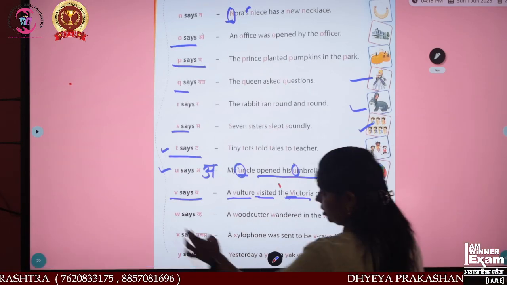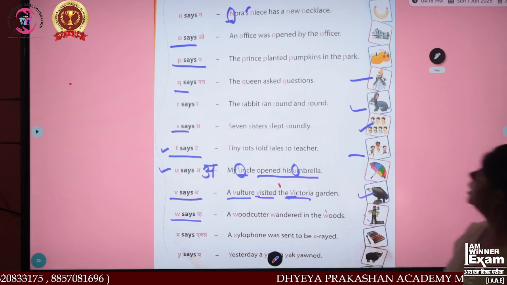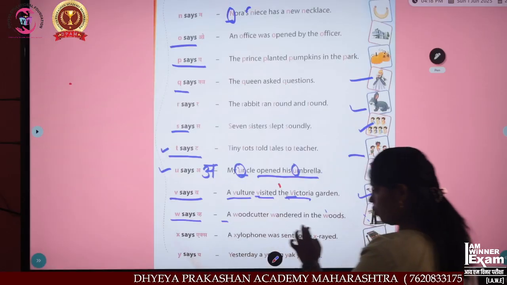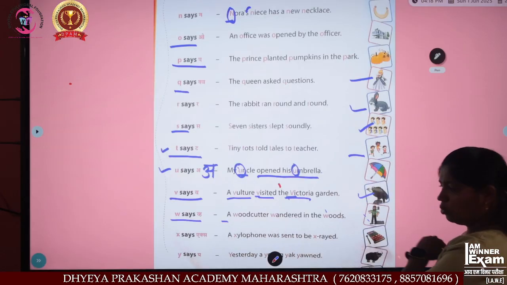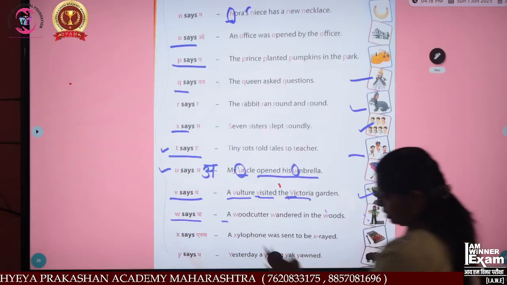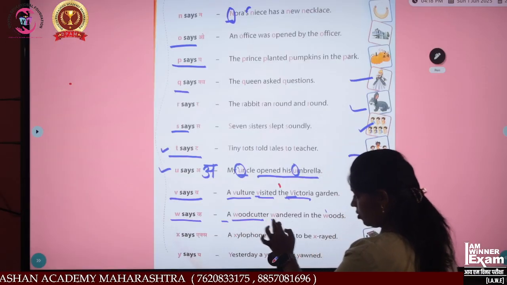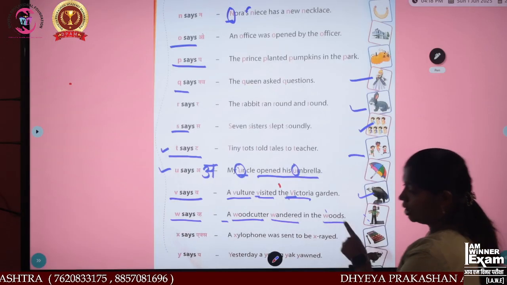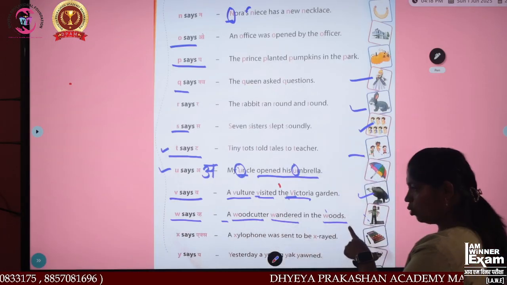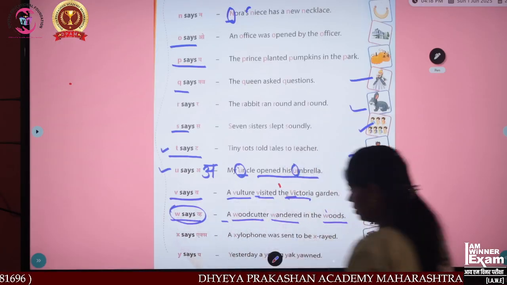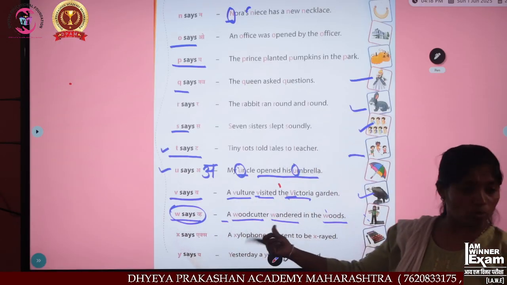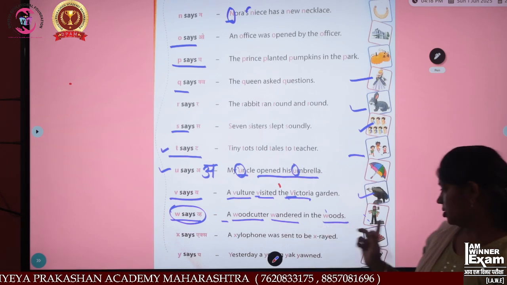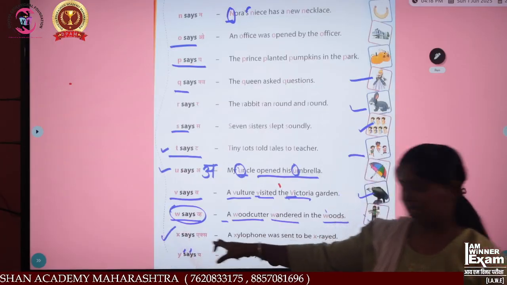Next, W says W. A woodcutter wandered in the woods. Okay, woodcutter. W says wandered and woods. W says woodcutter wandered woods. Woodcutter, wander, woods.